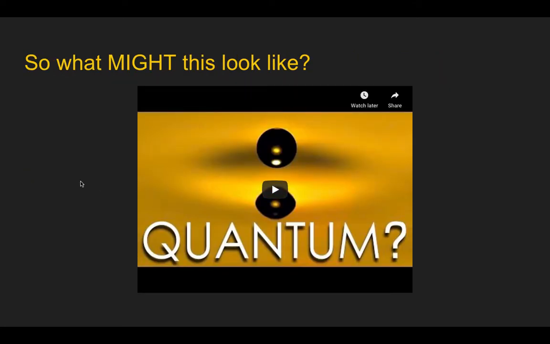So getting back to that question, how can something be a particle and a wave at the same time? This is a video that explains what that might look like. This is not an exact picture of what it looks like. It's what a potential possibility could be.